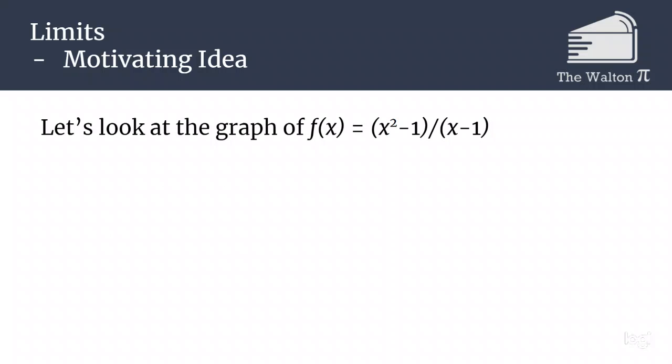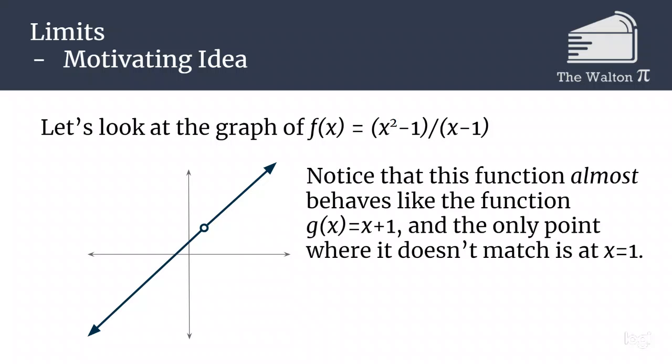So for example, if we look at the graph of the function f of x equals x squared minus 1 all over x minus 1, it's going to look like this. Now, it's pretty much behaving exactly like the graph of f of x equals x plus 1, but the only place where it doesn't match is at x equals 1. So this is giving us a general idea of what the limit of the function as x approaches 1 should be. What would the function behave like if it did what we would expect if we were looking everywhere except at that one point?